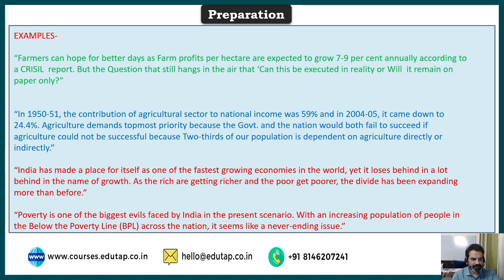Let's read another one, guys. In 1950-51, the contribution of agriculture sector to the national income was 59%. And in 2004-05, it came down to 24.4%. Now, this is the background information. This is how you should open an essay if you're writing about agrarian economy, agriculture economy. Now, further, how to connect it with your essay? Agriculture demands topmost priority because the government and the nation would both fail to succeed if agriculture could not be successful, because 2/3 of our population, that means around 66% of our population, is dependent on agriculture directly or indirectly.